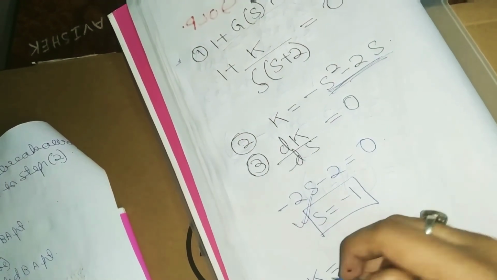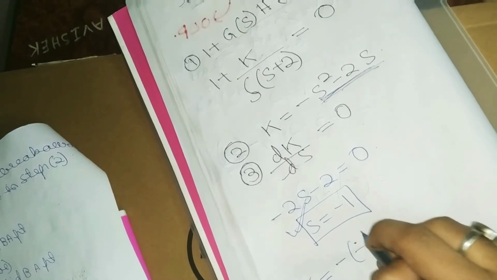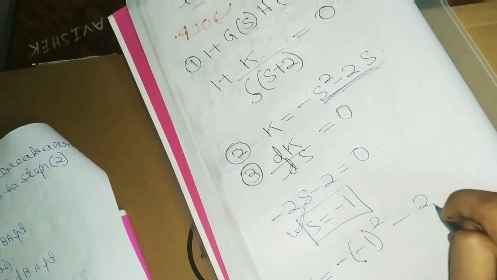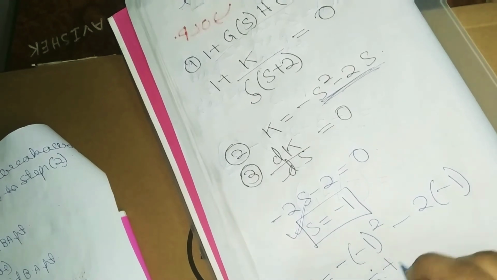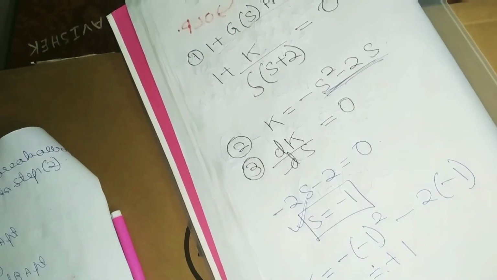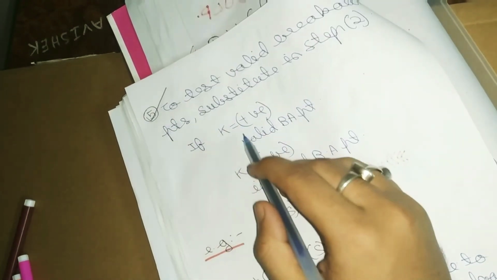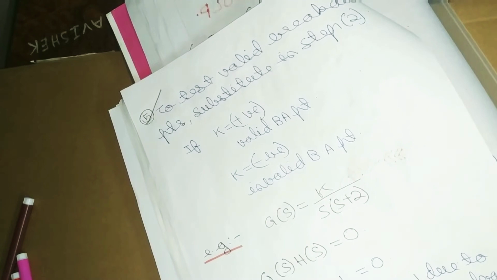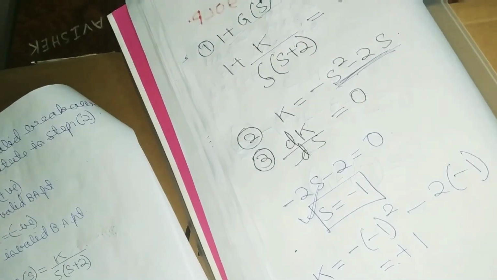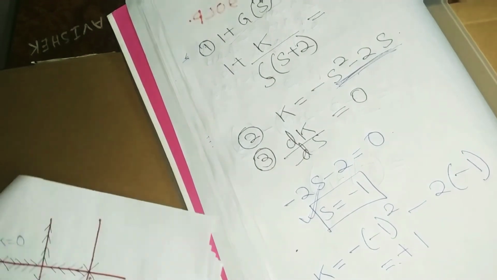So -(-1)² - 2(-1). What will it become? Plus 1. As the condition is, if K is positive, then it is a valid breakaway point. So s = -1 is the valid breakaway point.